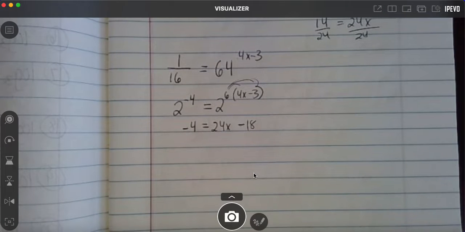Plus 18. Yep, I'm going to add 18. I'm just trying to see if there's one like this on our... Yeah, the one on your test looks easier.